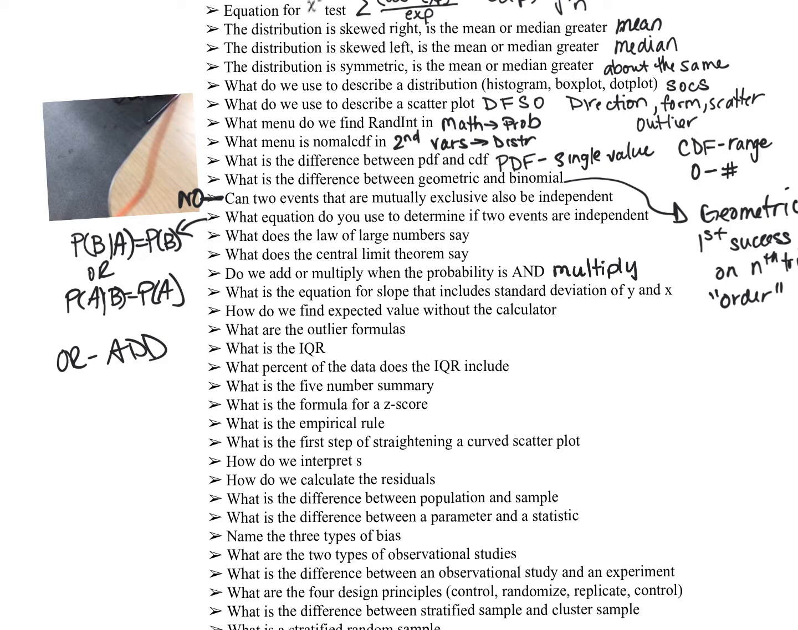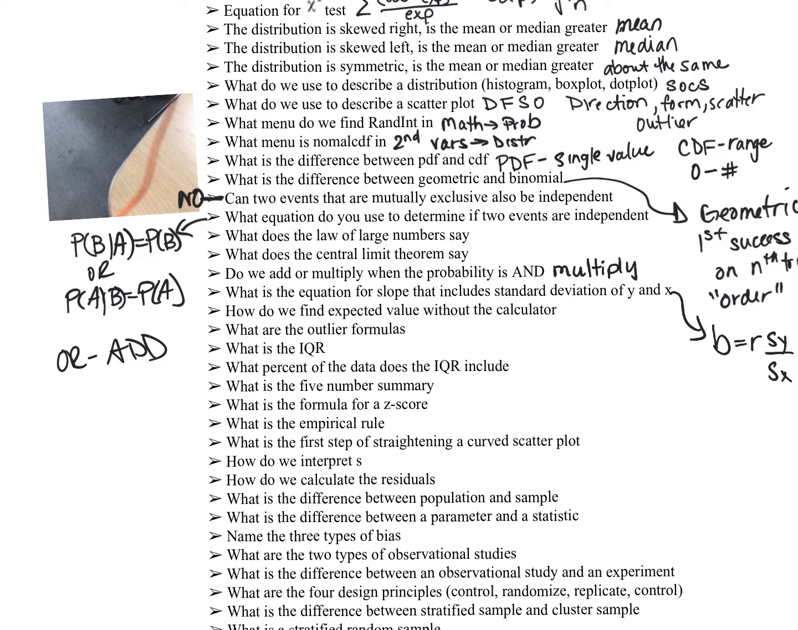What is the equation for the slope that includes standard deviation of y and x? b equals r s_y divided by s_x. This is on your formula sheet. If it gives you means and standard deviations and asks for the regression line, most likely a multiple choice question, you have to use this formula to find the slope and then plug in your mean for x and your mean for y and solve for the y-intercept.